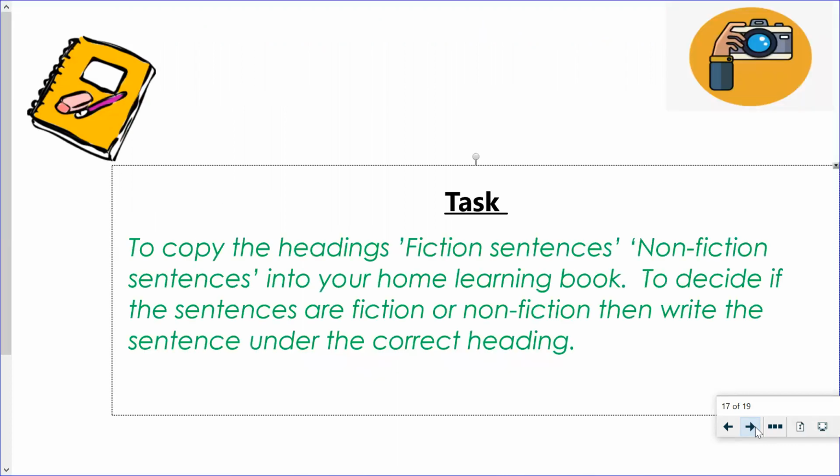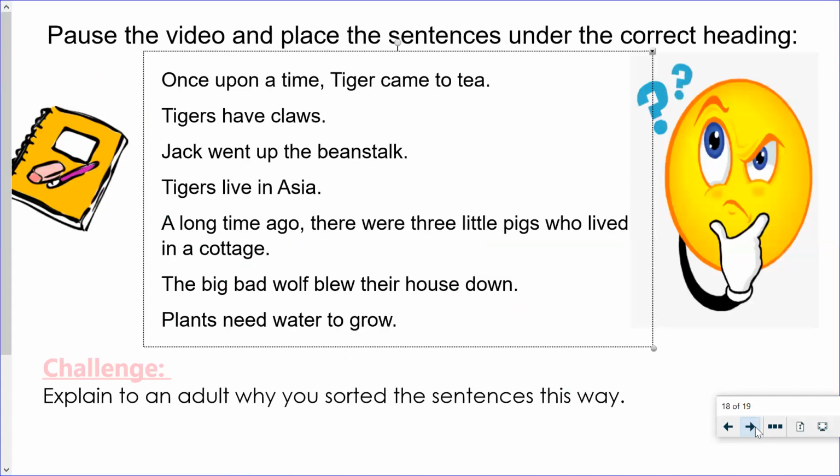So your task for today is to copy the headings, fiction sentences, and non-fiction sentences into your home learning book. Then decide if the sentences on the next page are fiction or non-fiction. Then write the sentence under the correct heading. So here are your sentences. Pause the video here and think where you need to write each of these sentences.